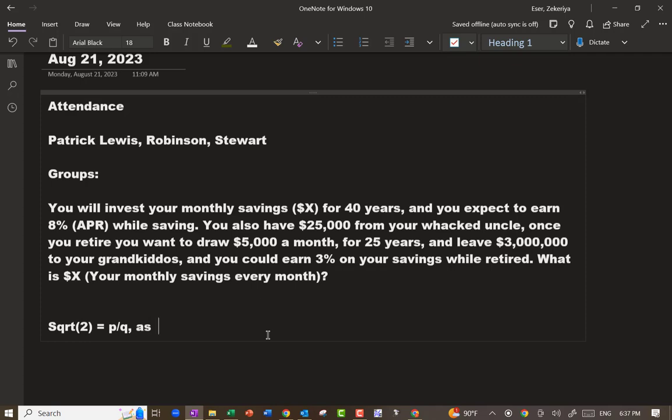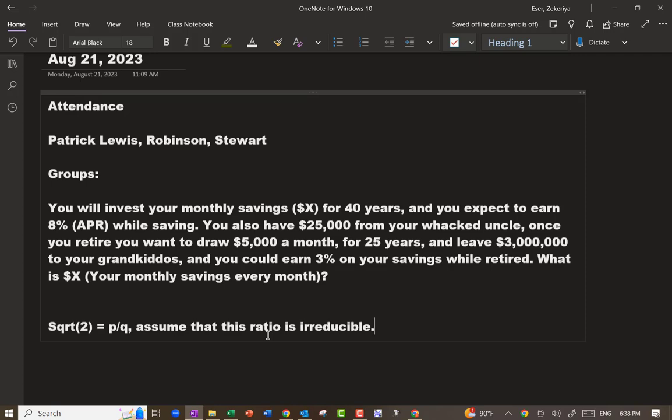For example, 2 over 4 is not irreducible. You can reduce it to 1 over 2, but 1 over 2 is irreducible, okay? And there's no generality loss with that assumption. If P over Q is a reducible ratio equal to square root of 2, then the reduced version would also be square root of 2. So we're going to assume that it's irreducible. You cannot reduce it any further.